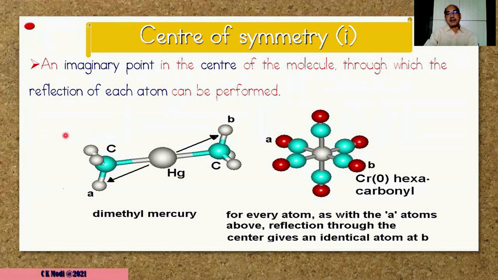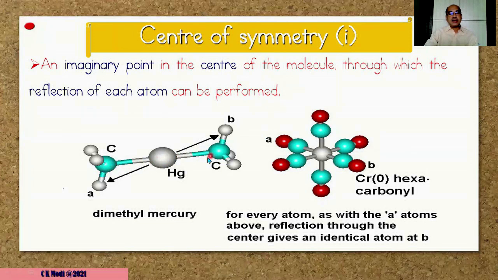Second, that is called center of symmetry, which is symbolized by I. Now, what do we mean by center of symmetry? Look at this simple definition: an imaginary point in the center of the molecule through which the reflection of each atom can be performed.